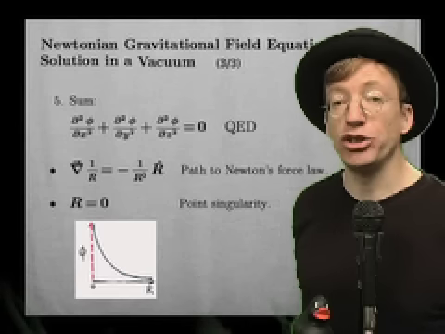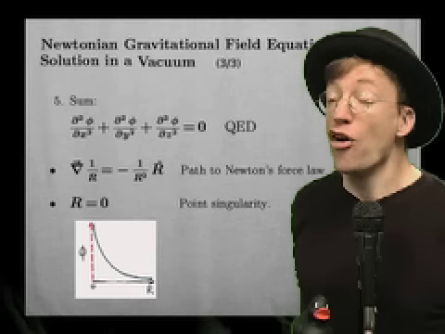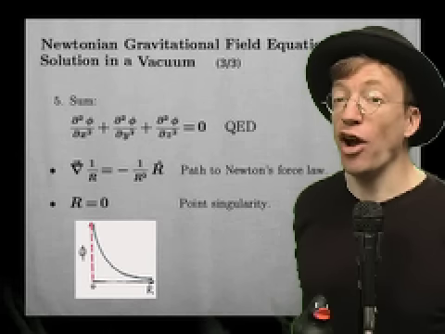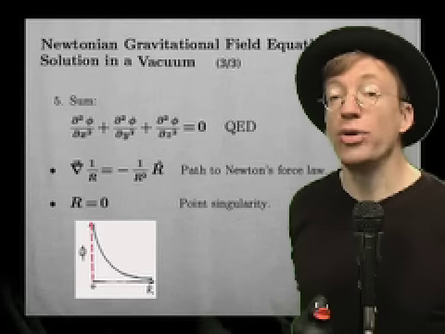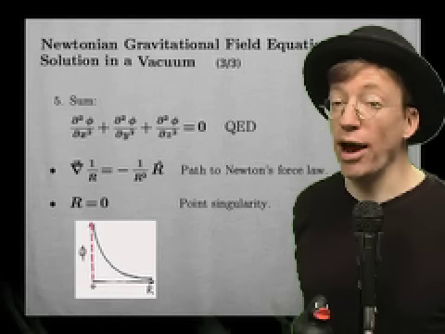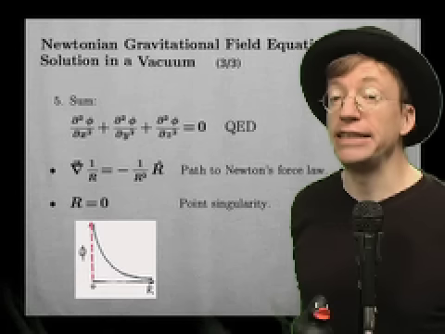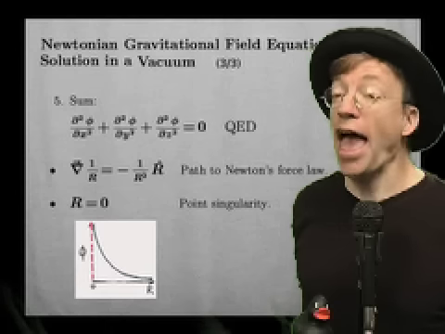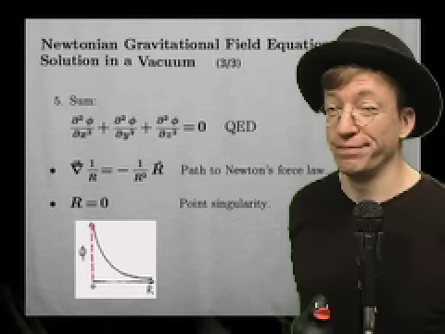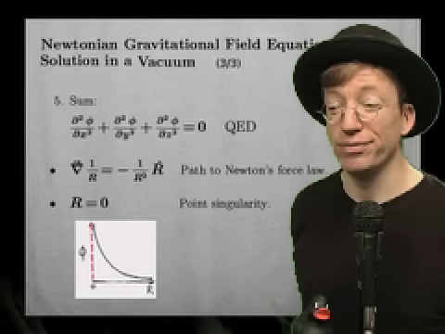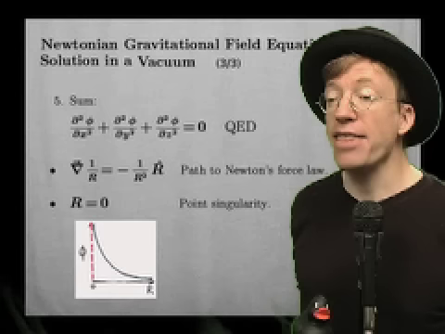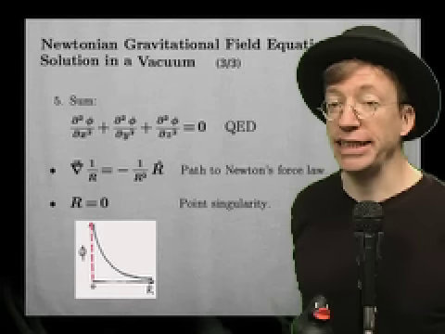This solution has 2 key properties. First of all, if you take the derivative of a 1 over r potential, you get a force law, which is 1 over r squared, an inverse distance dependence. And that is the type of force law for gravity. That's really good news. What's not so good news is that this potential has a singularity.